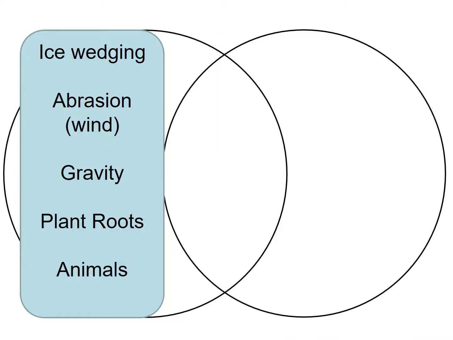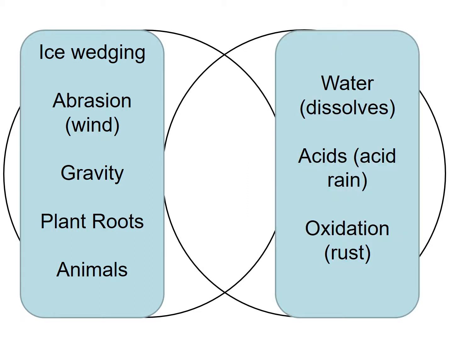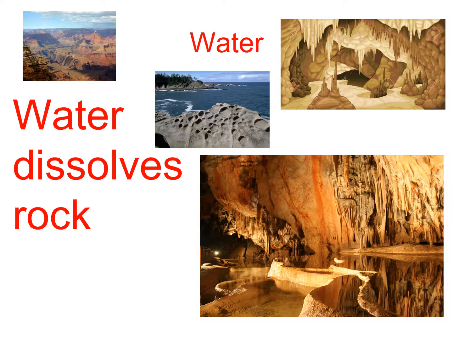So on to the next one is chemical weathering. And so here we are actually changing the chemical composition of rocks. So let's go through these examples really quick. Water actually has the power to dissolve everything, and it's also going to dissolve rock. A really good example of this is caves.